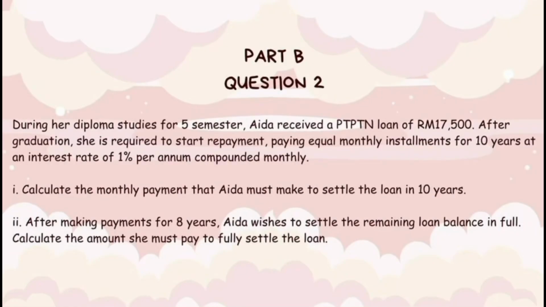So, the question is, during her diploma studies for 5 semesters, Aida received a PTPTN loan of 17,500. After graduation, she is required to start repayment, paying equal monthly installments for 10 years at an interest rate of 1% per annum compounded monthly. So, the first question is, calculate the monthly payment that Aida must make to settle the loan in 10 years. The next question is, after making payments for 8 years, Aida wished to settle the remaining loan balance in full. Calculate the amount she must pay to fully settle the loan.